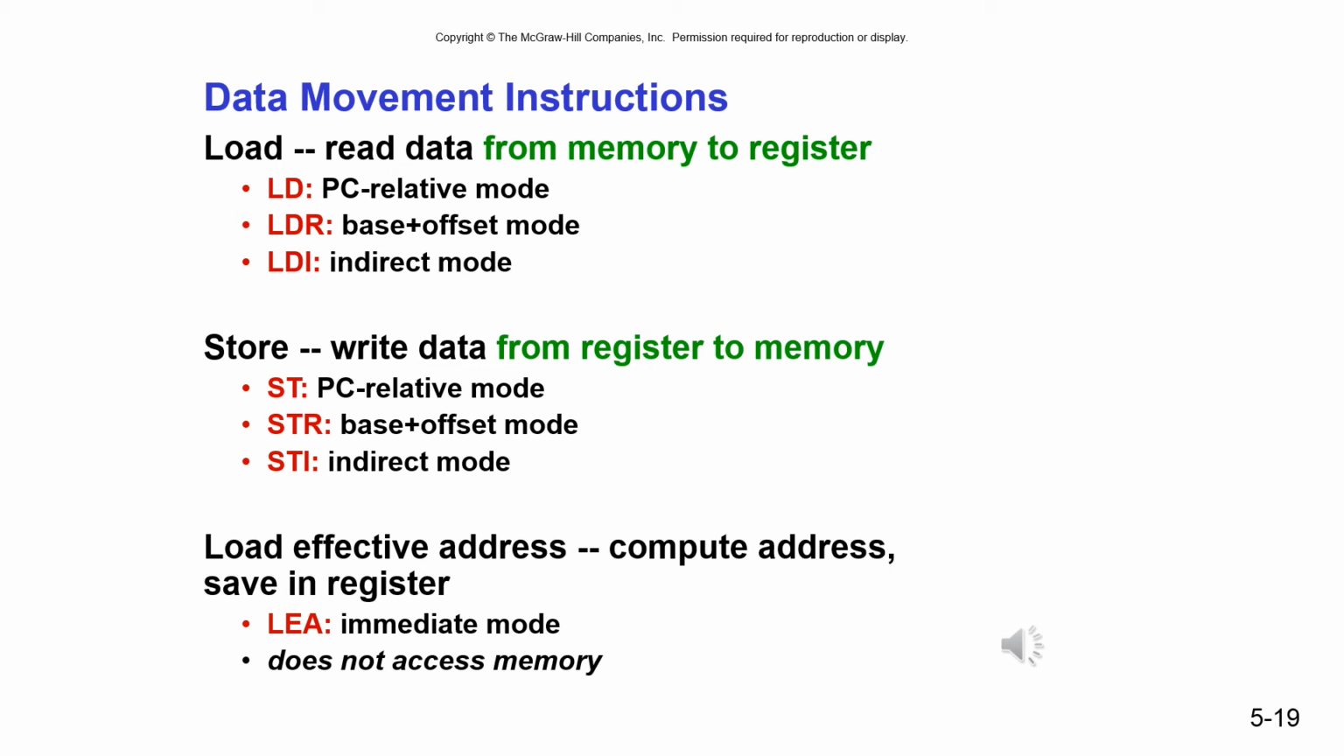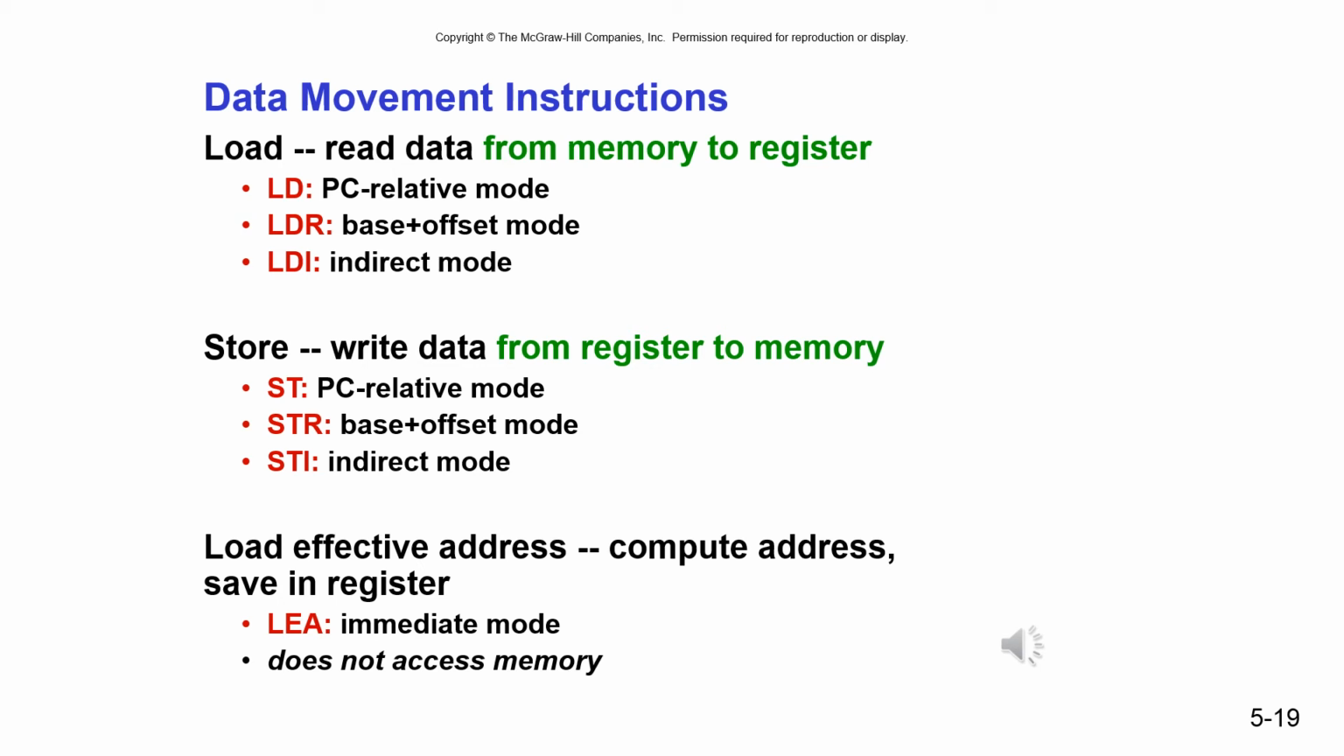We have 3 load commands to load data from memory to a register. LD uses the program counter relative mode. LDR, which we've covered already, or we reviewed, I should say, uses the base register with a full 16-bit or 4-bit hexadecimal memory address represented as a 16-bit binary number, plus an offset. Or LDI, load indirect. Load indirect is one of the more complex instructions to understand, so we'll get to that.